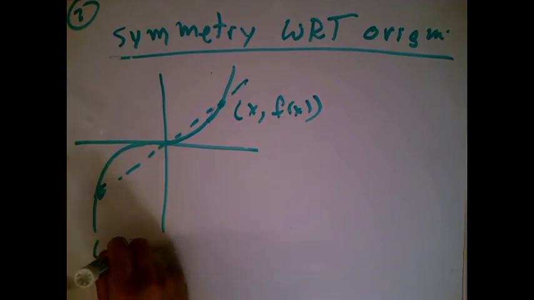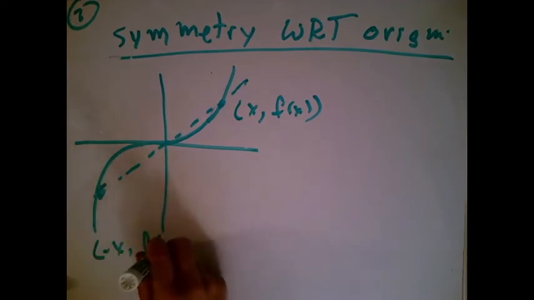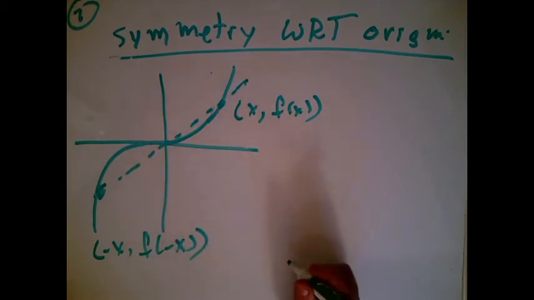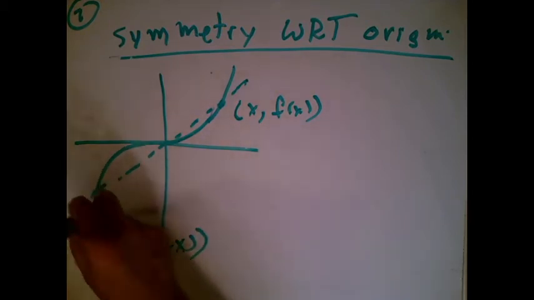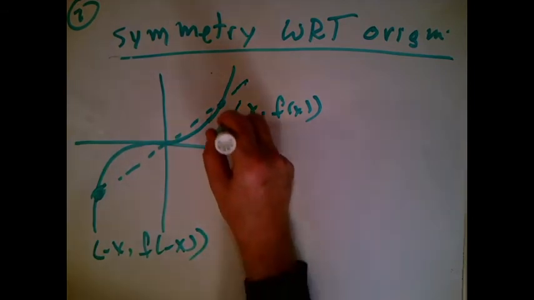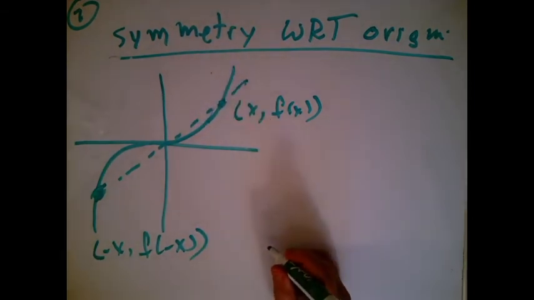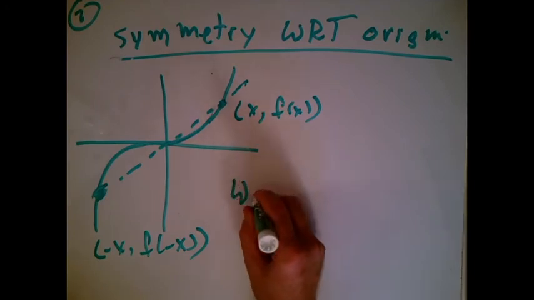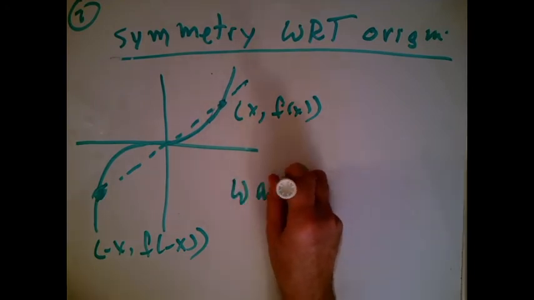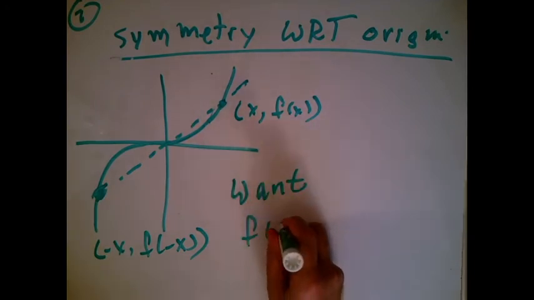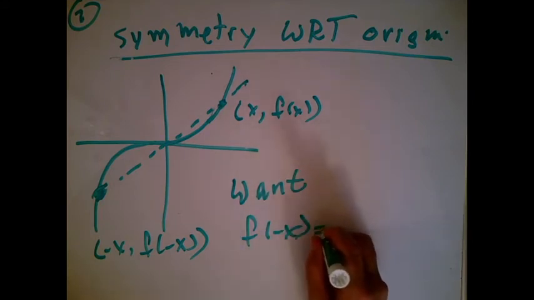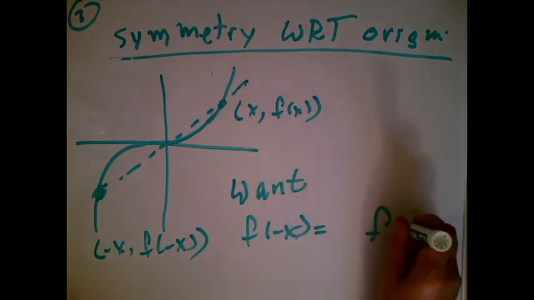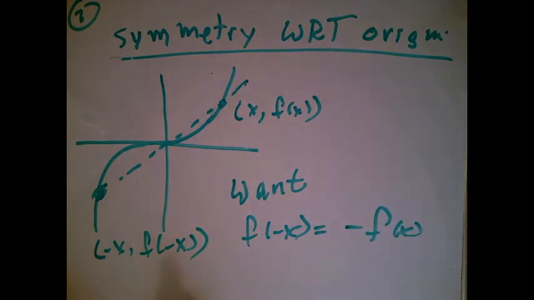This is going to be minus x, f of minus x. Now, if it's symmetric with respect to the origin, what we want is the height of this dot, which is negative, to be exactly the negative of the height of this dot. So we want the height of the bottom dot, which is going to be negative, to be the same as the height of the other dot, but made negative.